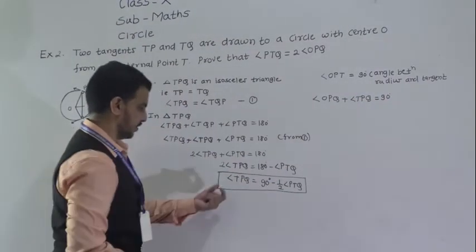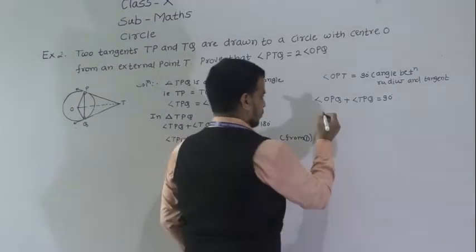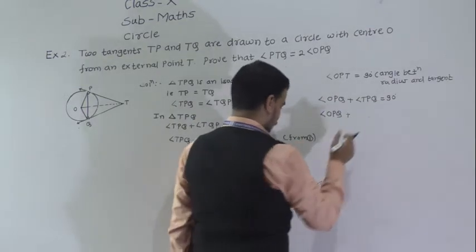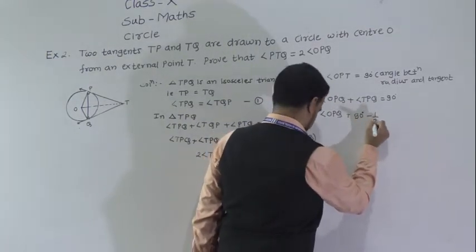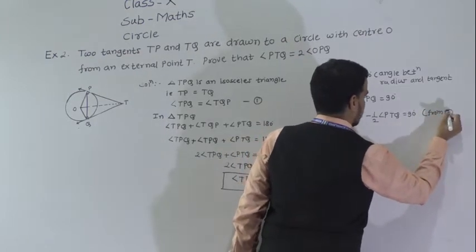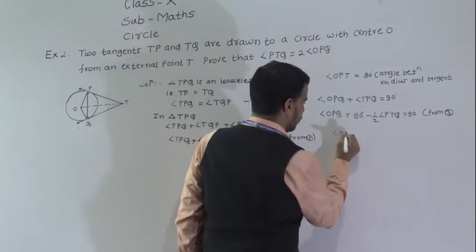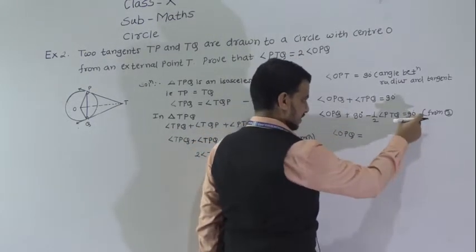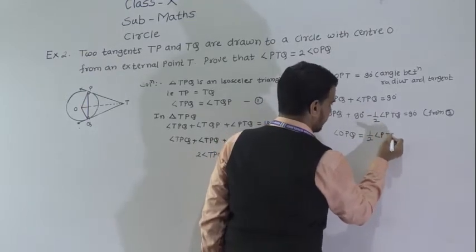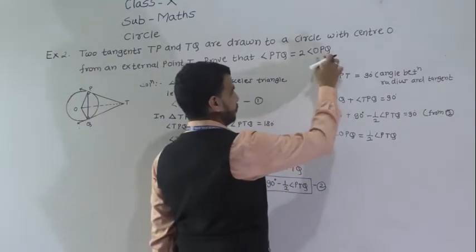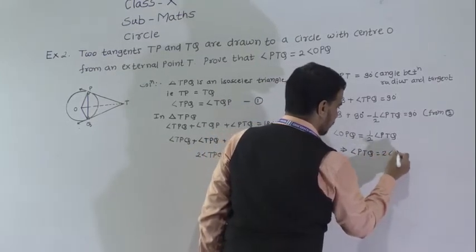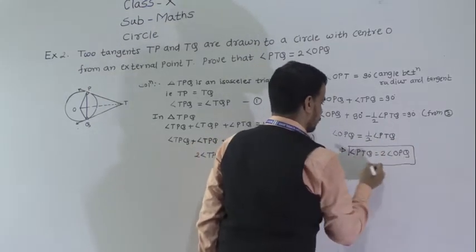Now here we have to use this angle TPQ. Angle TPQ is 90 minus half of angle PTQ. So angle OPQ plus angle TPQ, that is 90 minus half of angle PTQ, is equal to 90 degrees. This is from 2. Now if we simplify this, the 90 degrees and 90 degrees cancel, and minus half of angle PTQ, if we shift it here, becomes plus half of angle PTQ. Now we want it in the form PTQ is equal to 2 angle OPQ, so shifting this 2 here, we get angle PTQ is equal to 2 angle OPQ. So this is the proof.